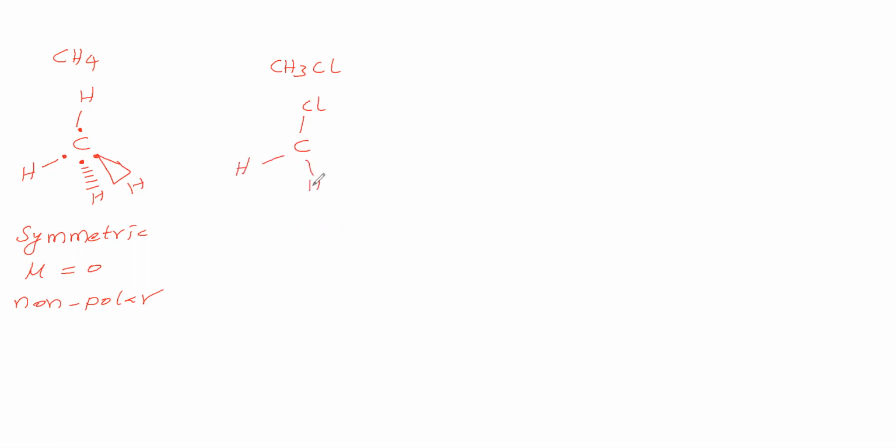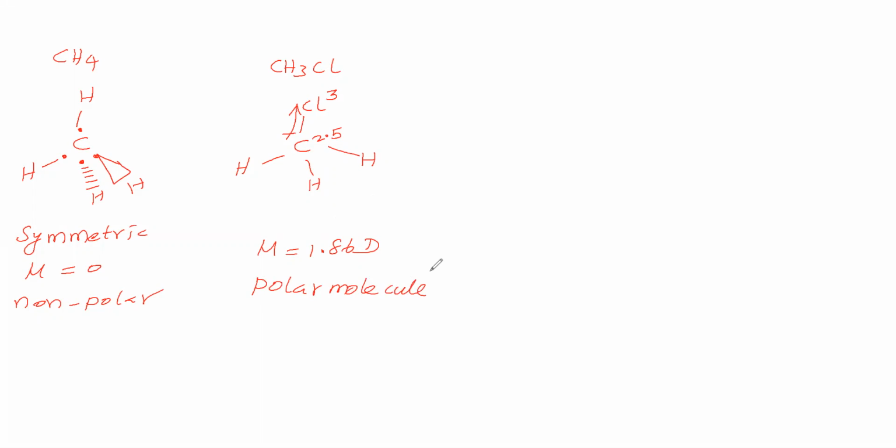Here are the hydrogen atoms. Now this carbon's electronegativity is 2.5. Chlorine's electronegativity is 3. Therefore the dipole moment is like this. So this molecule has a dipole moment, that is 1.86 D. Therefore, this molecule is a polar molecule.